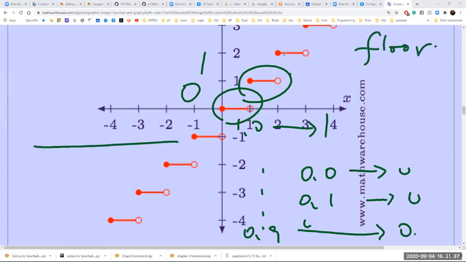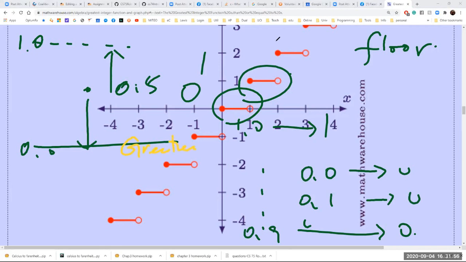So you have a floor. You are here. This one is your ceiling. So you are 0.5. 1.0 is your ceiling. 0.0 is your floor. Is that okay? And floor, the other name for floor is also called greatest integer function. Okay, ceiling also called the least integer function.